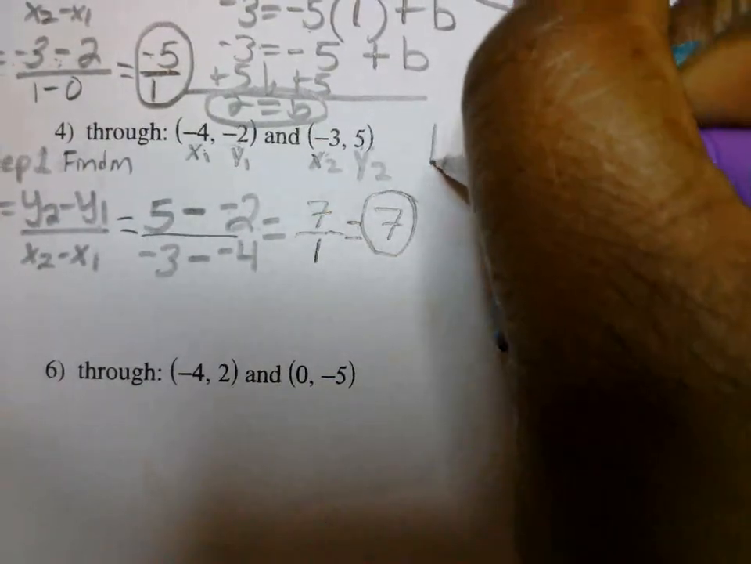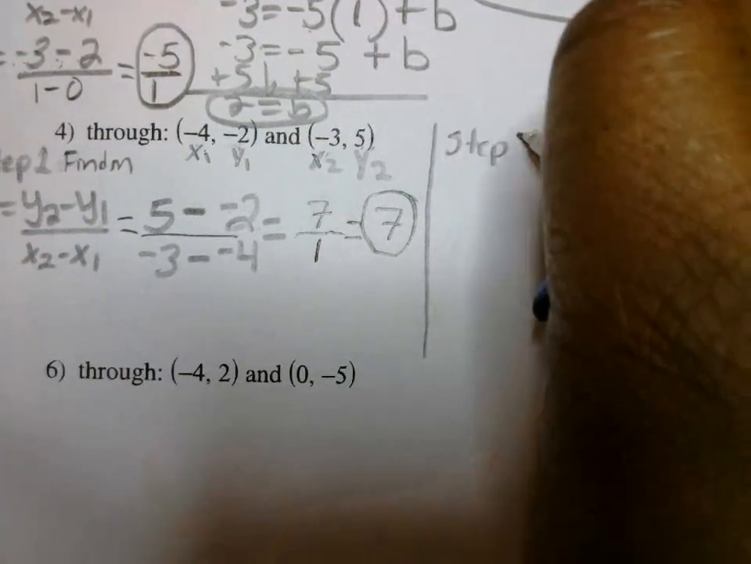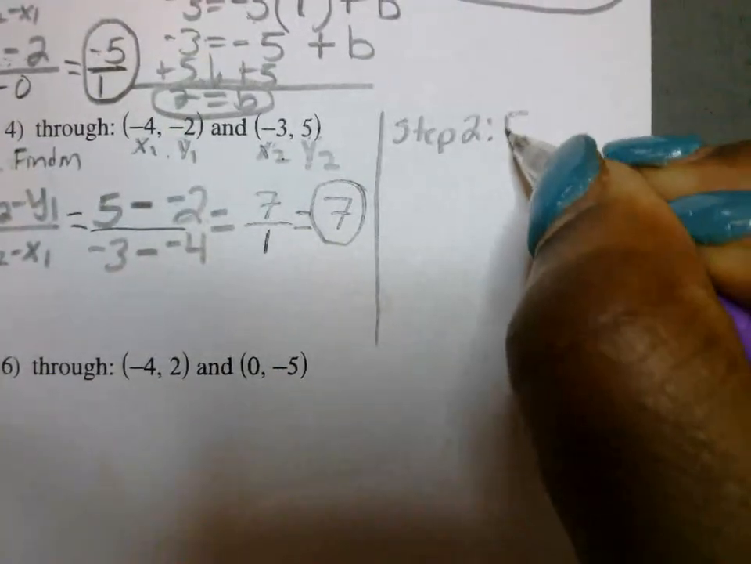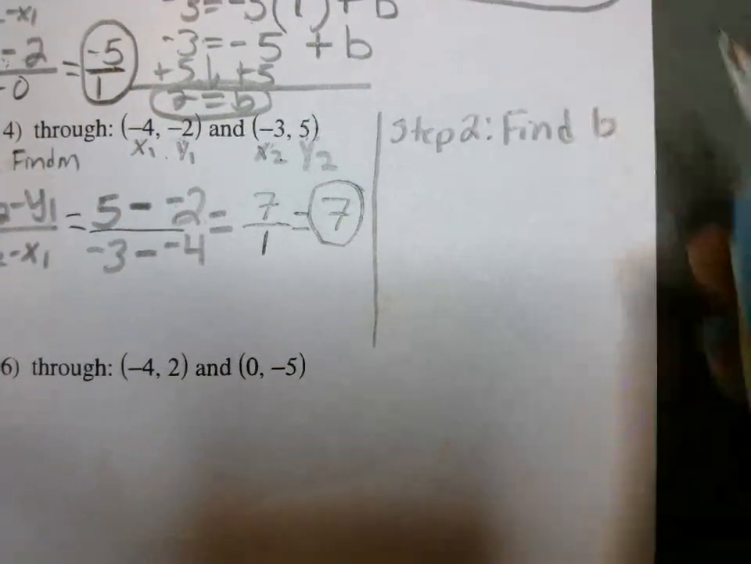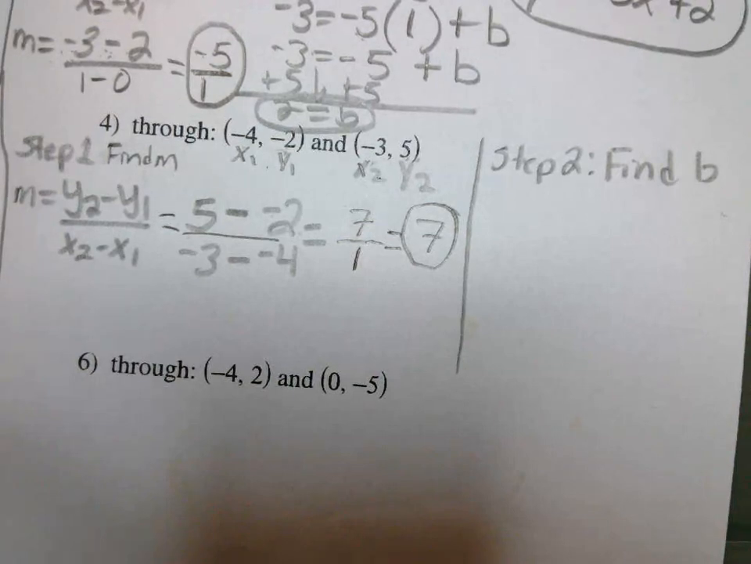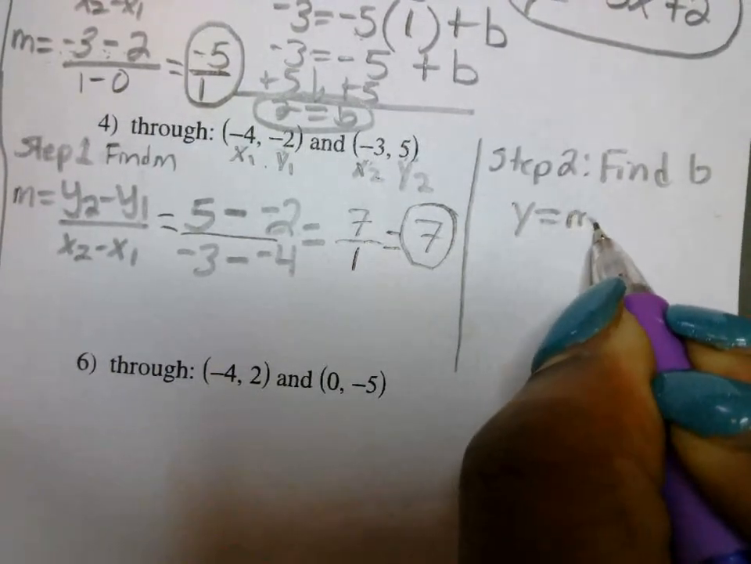Let's do B. Second step, step 2. Step 1 is find M. Step 2 is find B. What do we use to find B? Does anybody remember? What do we use to find B? Yes. Very good. Y equals mx plus b.